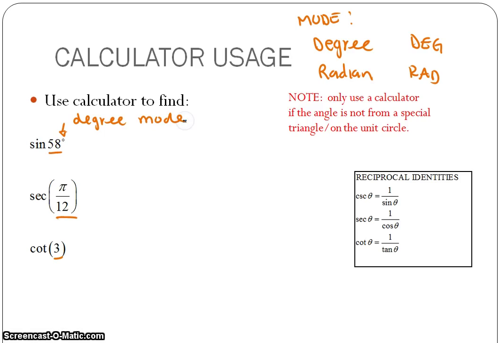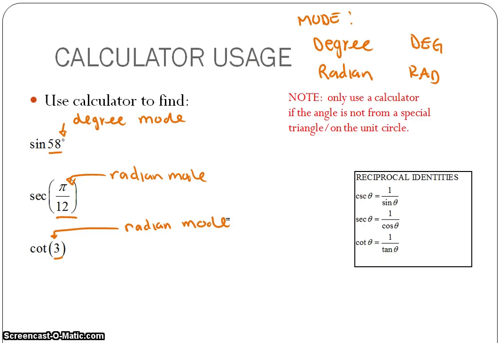When it's a radian, and a radian is anytime we do not see a degree symbol, so I don't see a degree symbol, so I know it's going to be a radian, so we need to be in radian mode. And then for the third one, cotangent of 3. Well, it's not 3 degrees. I would write 3 degrees. There would be a degree symbol if I meant degrees. So this is 3 radians. So this is going to be in radian mode.